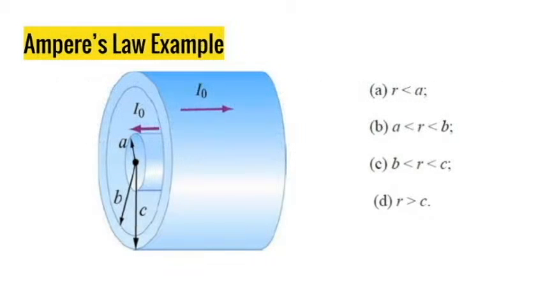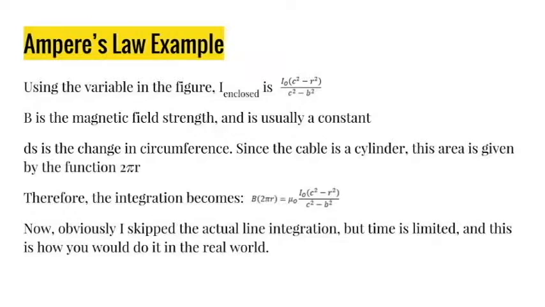Using the variables from the figure in the last slide, the enclosed current is simply the initial current times the circumference squared minus the inner radius squared, all over the circumference squared minus the middle radius squared. B is the magnetic field strength and is usually a constant. ds is the change in circumference. Since the cable is a cylinder, this area is given by the function that we all know and love, 2 pi r. Therefore, the integration becomes the formula that is listed on screen.